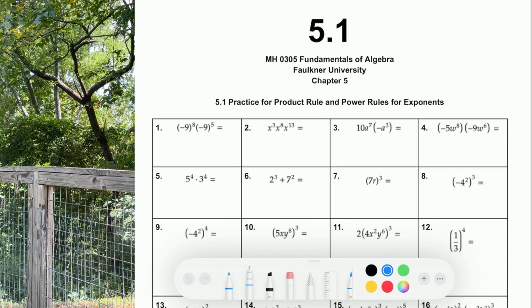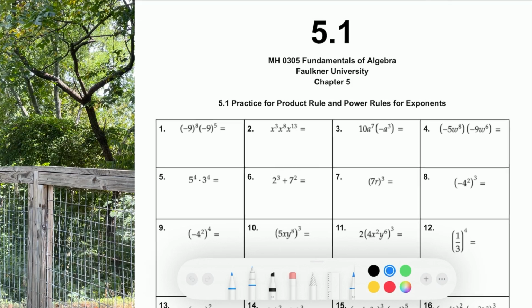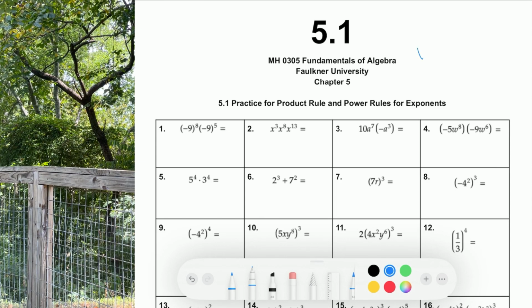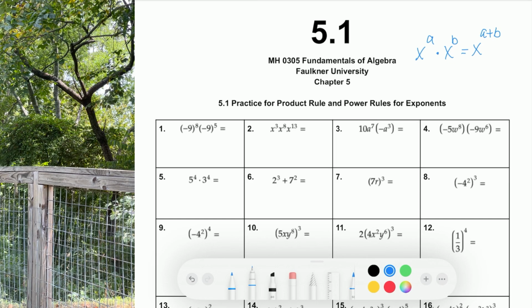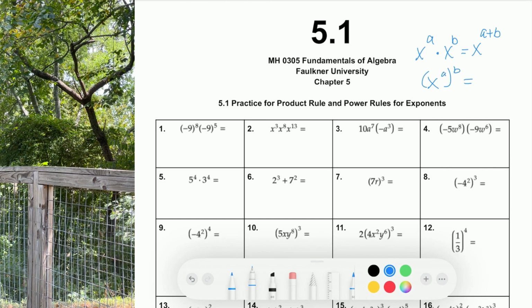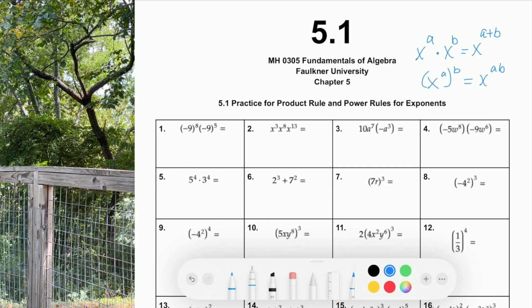Welcome back, students. We'll be looking at section 5.1, practice problems for the product rule and power rules for exponents. So remember, our product rule is this rule right here. We add our exponents when our bases are being multiplied. The power rule is when we have an exponent raised to an exponent and we multiply those exponents. So these are just a quick review of the new rules that we learned, and we're going to be using those in these practice problems.